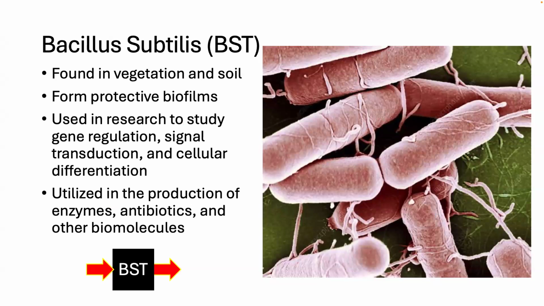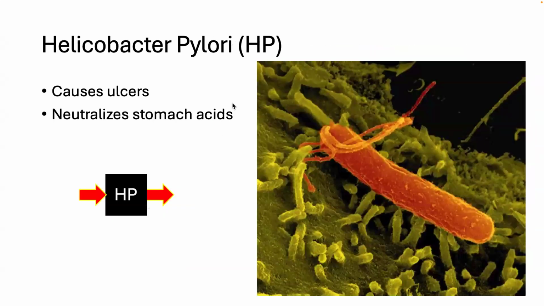Bacillus, found in vegetation and soil. It forms protective biofilms, and so it has this shield that I think is interesting. It's used in research to study gene regulation, signal transduction, and cellular differentiation. And it's used in a variety of different areas, production of enzymes, antibiotics, and other biomolecules.